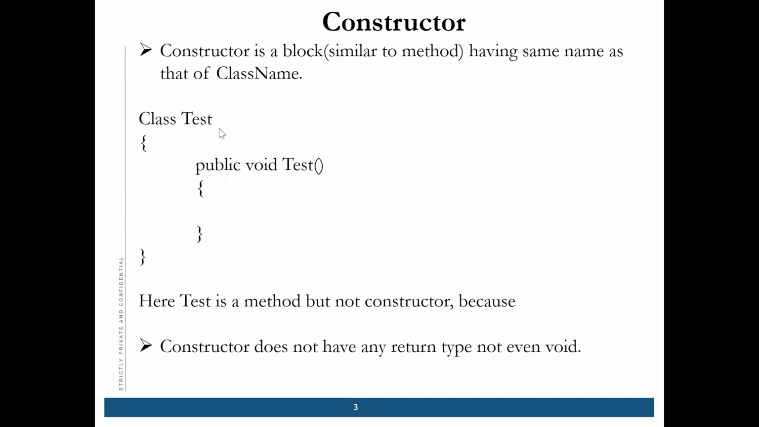Why, I will tell you. If void is written in the constructor, that means that is not a constructor. That is a simple method. You can have a method like that, but it is not a constructor. Why? Because constructor should not have any integer or string or void. Any type of return type should not be there in the constructor.